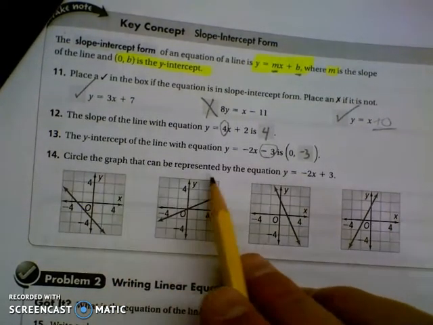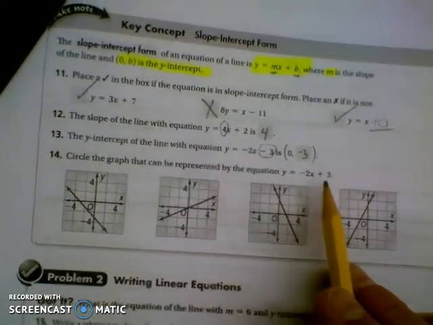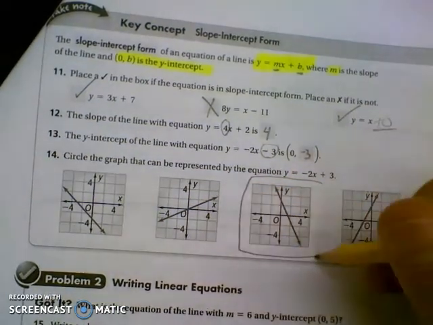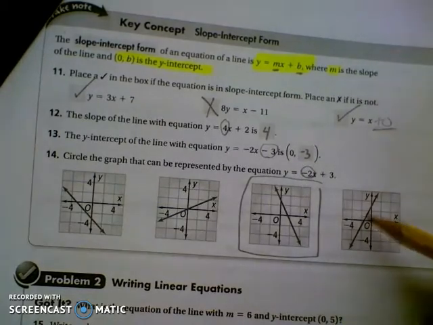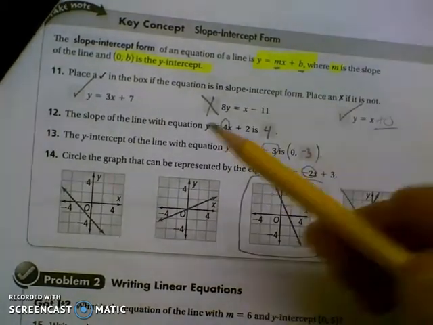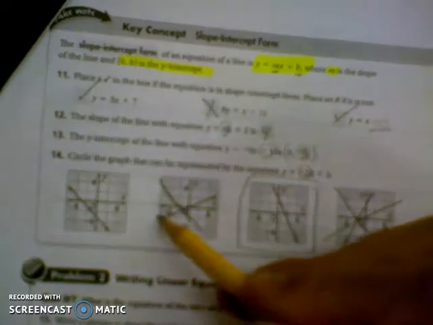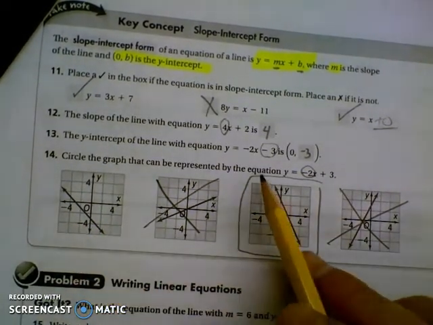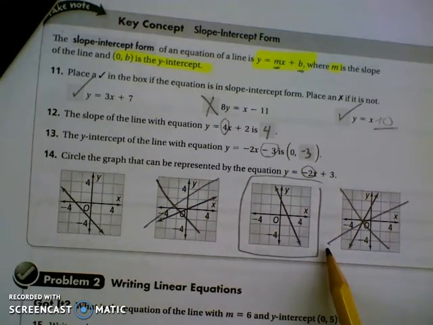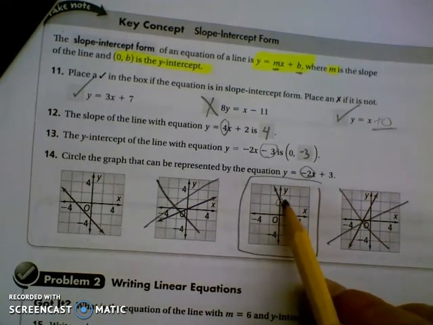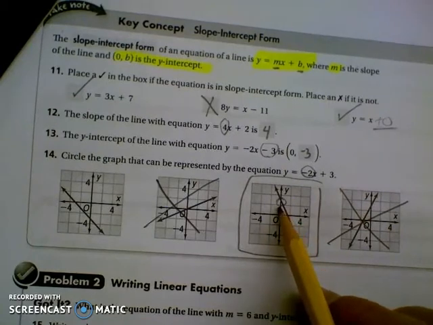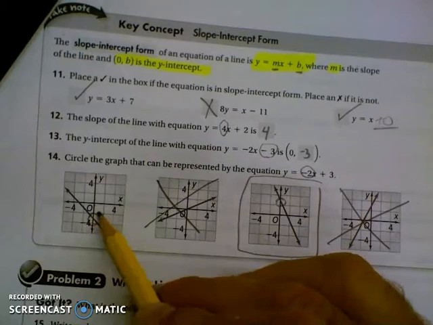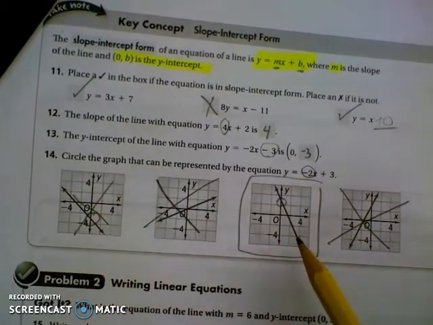Circle the graph that can be represented by the equation y equals negative 2x plus 3. We're going to circle this guy, and here's a couple reasons. It's a negative slope. This is not negative, this is positive. Again, this is positive. It could be this one or this one. This is going downhill, this is going downhill. This one, the y-intercept is at plus 3, between here and here, 2 and 4. This one is negative 3, so this one can't be right. So it's got to be this one.